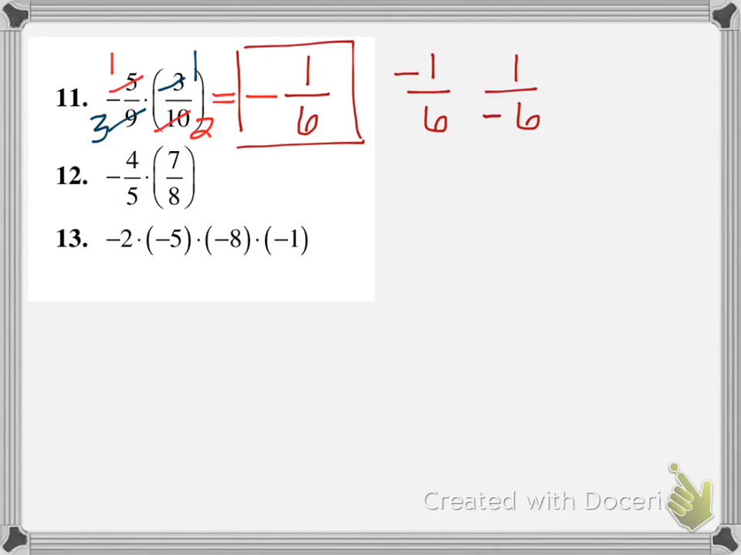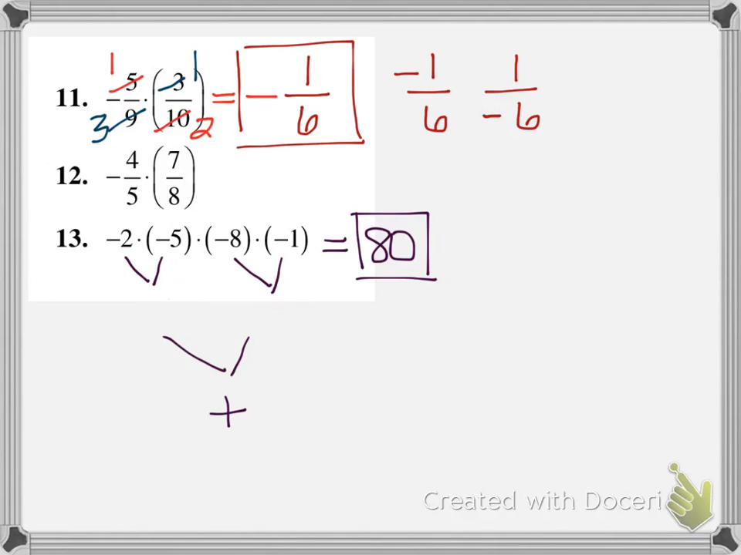Now let's look at number 13 down here at the bottom. It's got 1, 2, 3, 4 numbers being multiplied together. I'm just going to look at the signs. I have a negative times a negative, so that's a positive. I have a negative times a negative here, which is a positive. And so a positive times a positive is a positive. Now that I've identified what the sign is, I can focus on the numbers. I know it's going to be a positive number. 2 times 5 is 10. So this is actually positive 10. Negative 8 times negative 1 is a positive 8. 10 times 8 is going to give me 80.